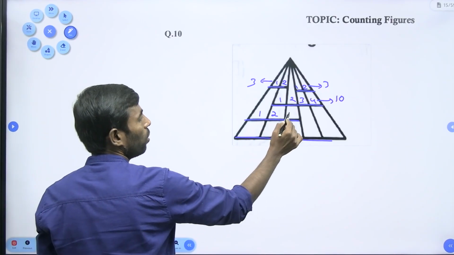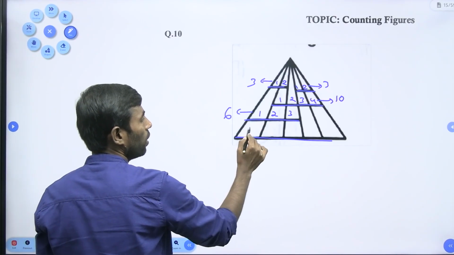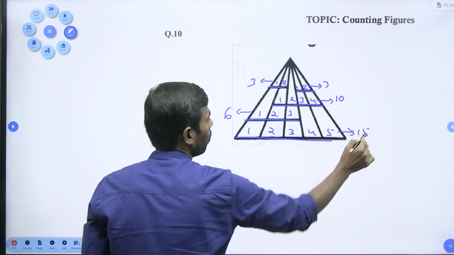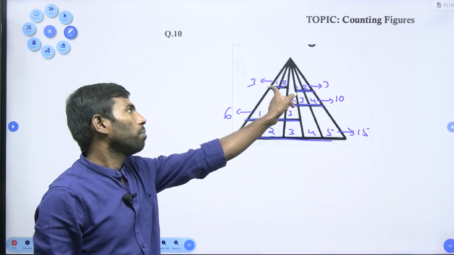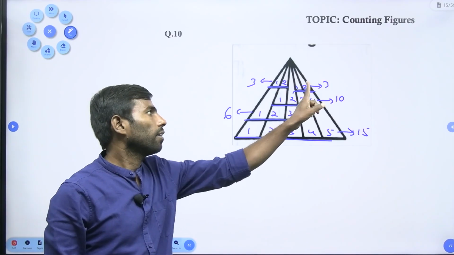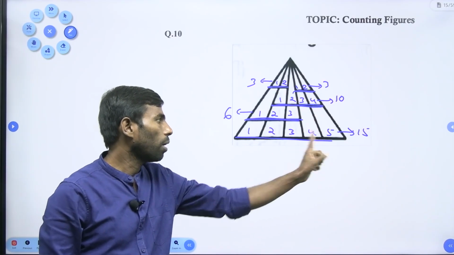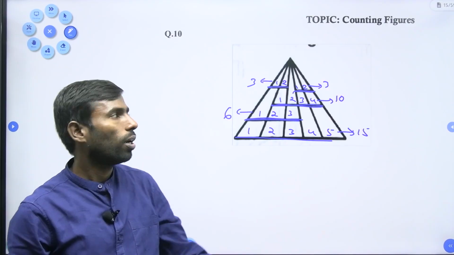For this part, 1, 2, 3. How many triangles? 6 triangles. For this part, 1, 2, 3, 4, 5. Total 15 triangles. For this baseline, 3 triangles. For this baseline, 3 triangles. For this baseline, 10 triangles. For this baseline, 6 triangles. Total baseline, 15 triangles. Add them all.